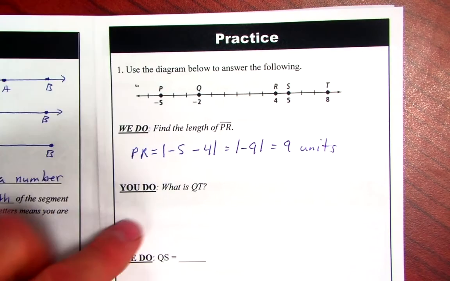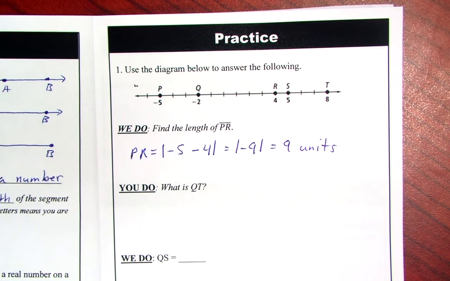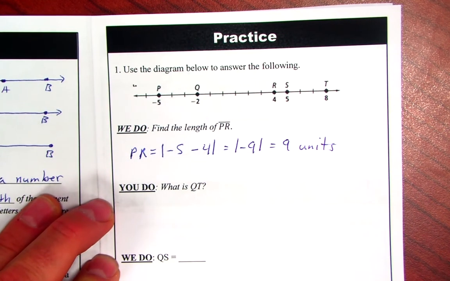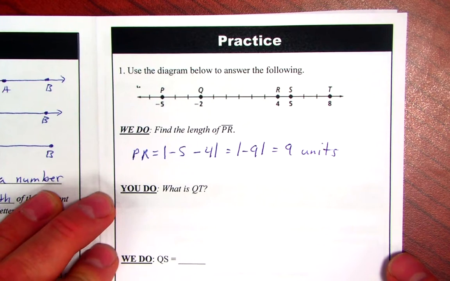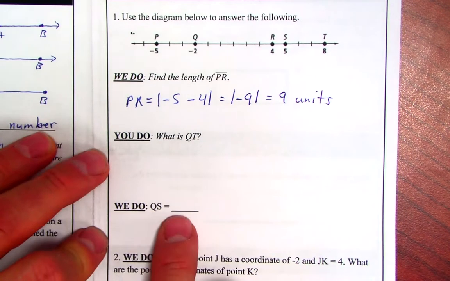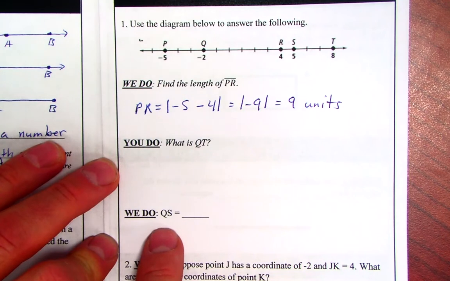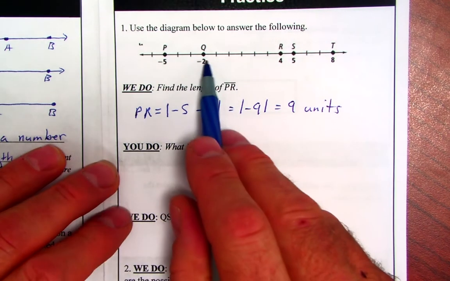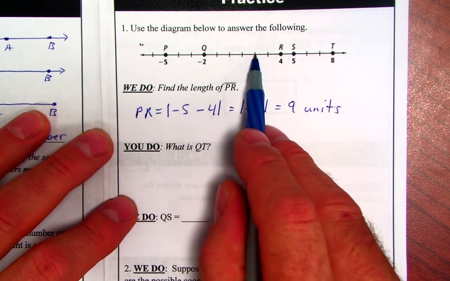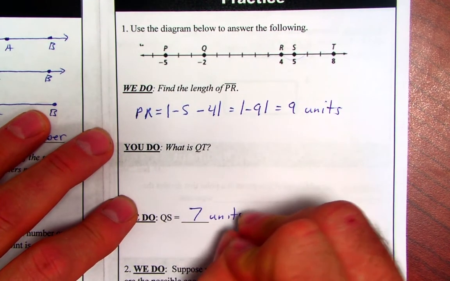Okay, so just be aware on this problem, it says what is QT? That means the length of segment QT. Okay, so do that one on your own. And you can come back to it after the notes are done if you want, after you watch this video. Or pause it. Okay, in this one we say QS equals. It's just another way of asking the same question, what's the length of QS? And we can just look at the number line and we can count 1, 2, 3, 4, 5, 6, 7. Okay, so QS is 7 units.